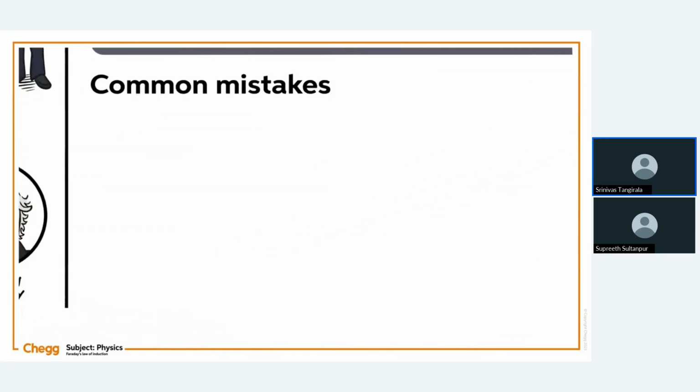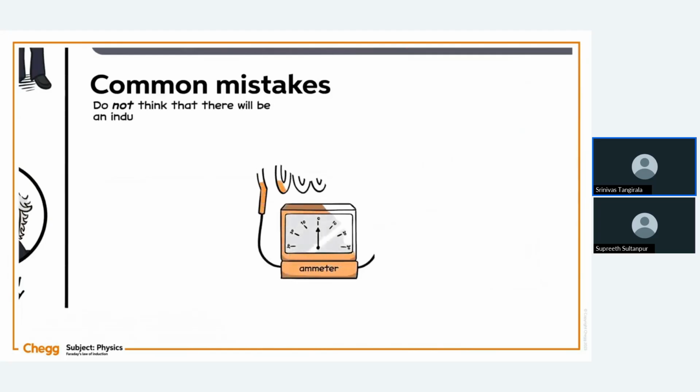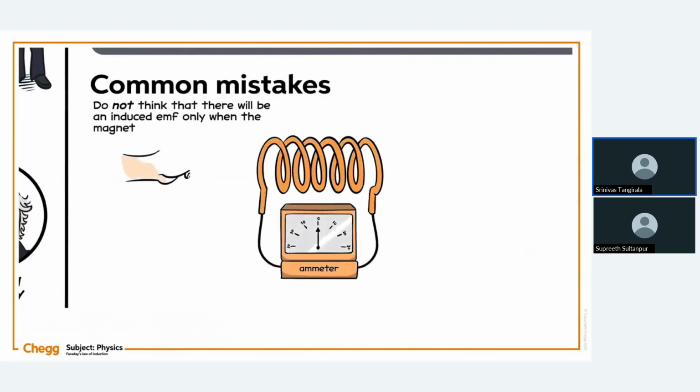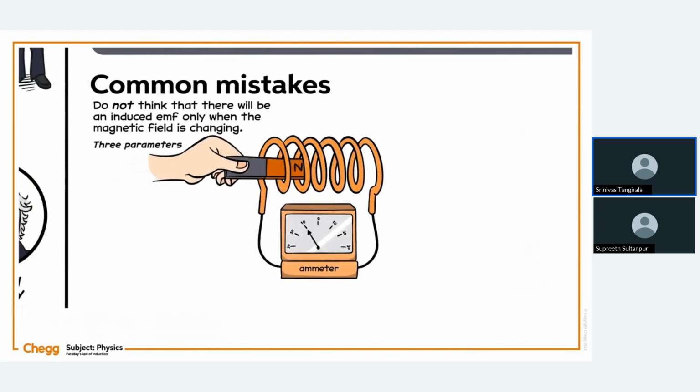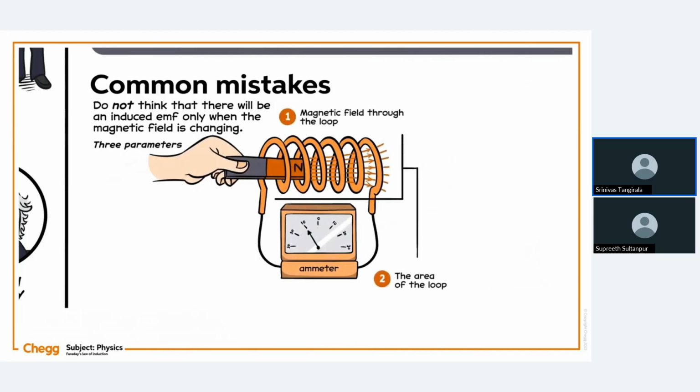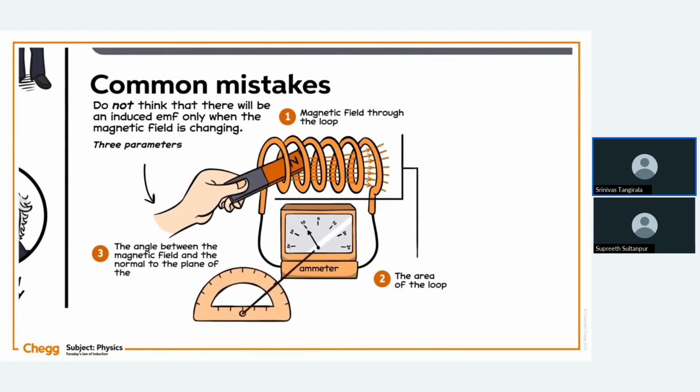Let's talk about some potential common mistakes. Do not think that there will be an induced EMF only when the magnetic field is changing. The magnetic flux through a loop depends on 3 parameters: the magnetic field through the loop, the area of the loop, and the angle between the magnetic field and the normal to the plane of the loop. If any of the 3 parameters is changing, there will be a change in the magnetic flux, and so the EMF will be induced in the loop.